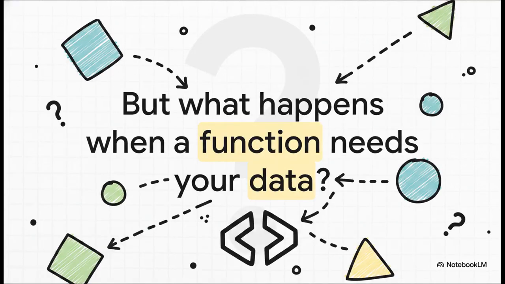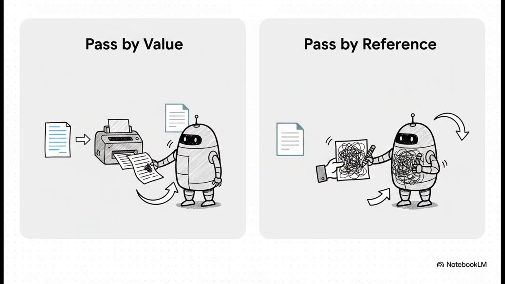This is a really critical question, and it brings us to one of the most important concepts for any new programmer to wrap their head around. How do we actually get our information to these new tools we've just created? So here's the key difference, and it's a big one. Pass-by-value is like giving your function a photocopy of your data. The function can scribble all over its copy, but your original document is totally safe. Pass-by-reference, though, that's like handing over the original document itself. Any change the function makes is permanent. Understanding this is absolutely crucial.